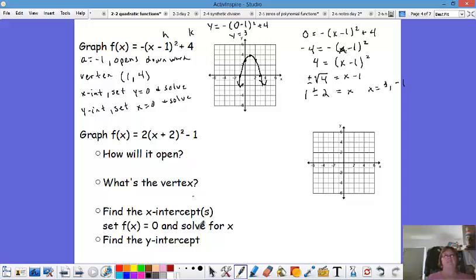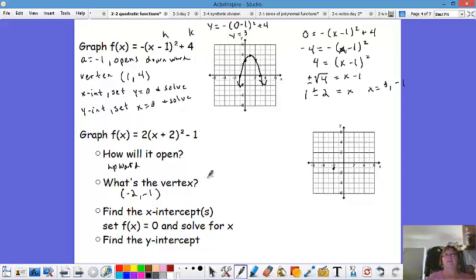I've asked you some leading questions. This would be a good time for you to turn off that video for just a moment, pause it, and see how you do. As far as how it will open, it's going to be upward, since the value of a is positive. The vertex, based on this, remember the normal equation has a minus in here, so this one has changed signs. That means our vertex is located at -2, -1. So -2, -1, there's the vertex.